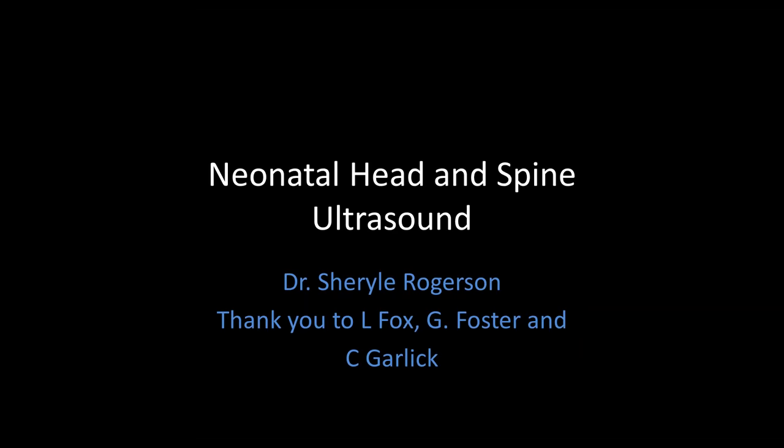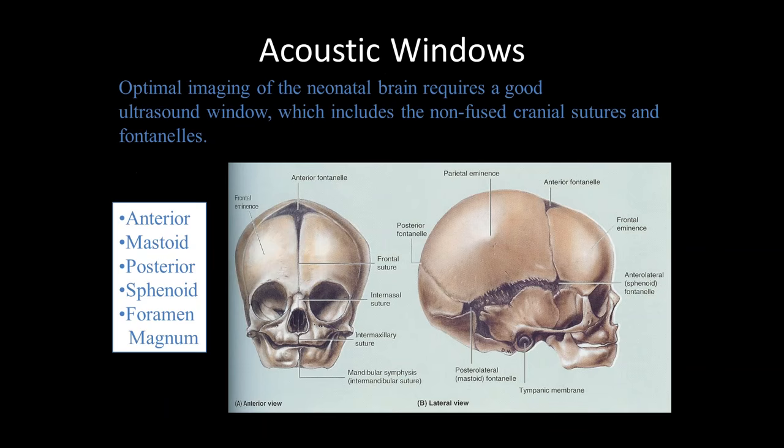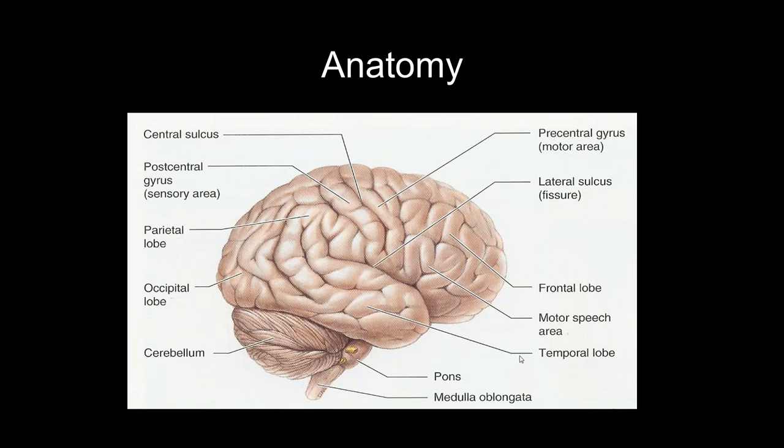The outline of the talk will be the anatomy and the windows for the cranial ultrasound scan, gyral development, intraventricular hemorrhage, the posterior fontanelle pathology, extra-axial bleeds, spinal ultrasound scans and pathology. For optimal imaging of the neonatal brain, it requires a good ultrasound window, which includes mainly the non-fused cranial sutures or fontanelles. We have the anterior fontanelle, which is here, the mastoid fontanelle, the posterior fontanelle, the sphenoid and the foramen magnum. And we'll also talk about getting views of the spine and the brain stem through the foramen magnum.